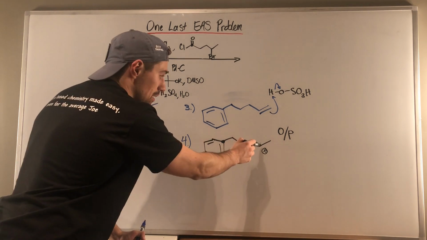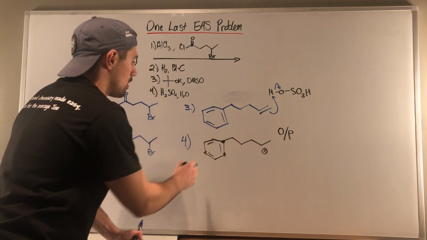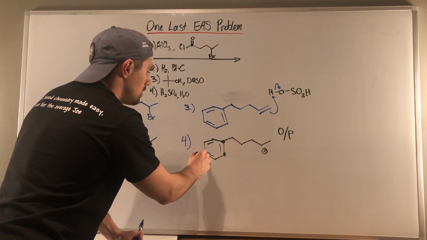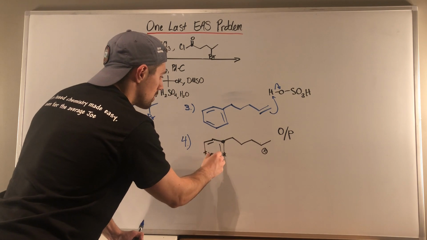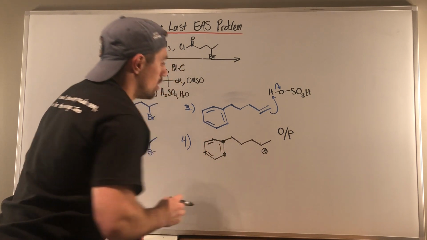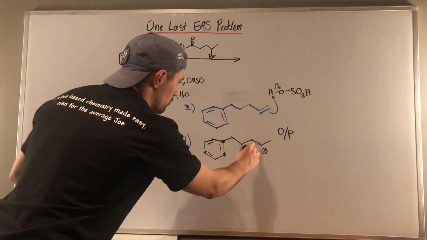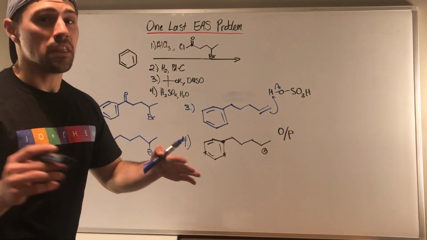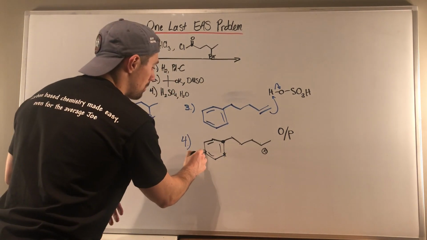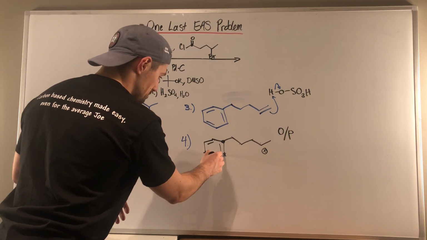want to attack here. Now if you think about it, this carbon is 1, 2, 3, 4, 5, 6, 7, 8. If we attack this way, we would form an 8-membered ring. That's a little too big. So that's the para position. Let's look at the ortho position.